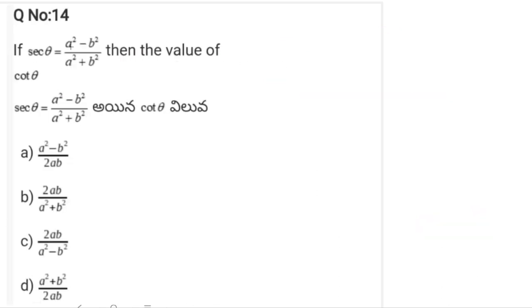If secant theta equal to a square minus b square by a square plus b square, then the value of cot theta.